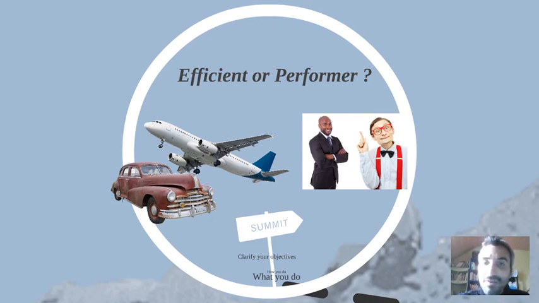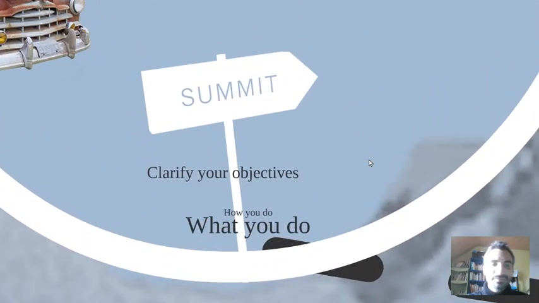This is efficient. But this little guy, for example, if he can reach 1 million people through the internet, and even if he gets 1%, he will be a better seller than these guys. He will be a performer. So, do you want to be a performer or just efficient? You have to think to reach the summit, to reach the goal of your project.